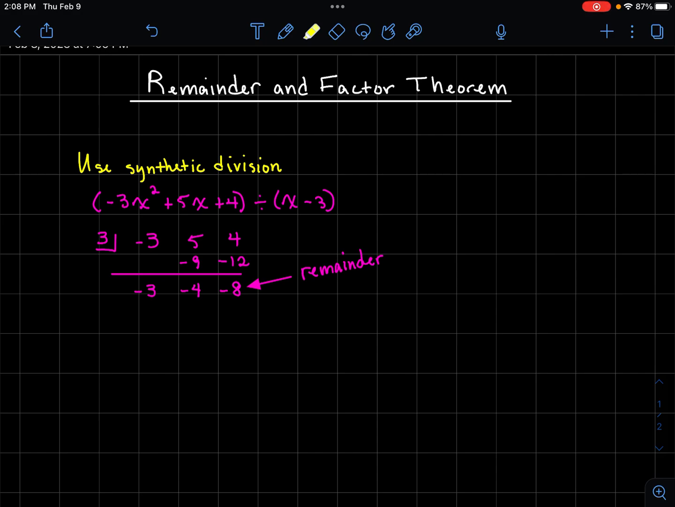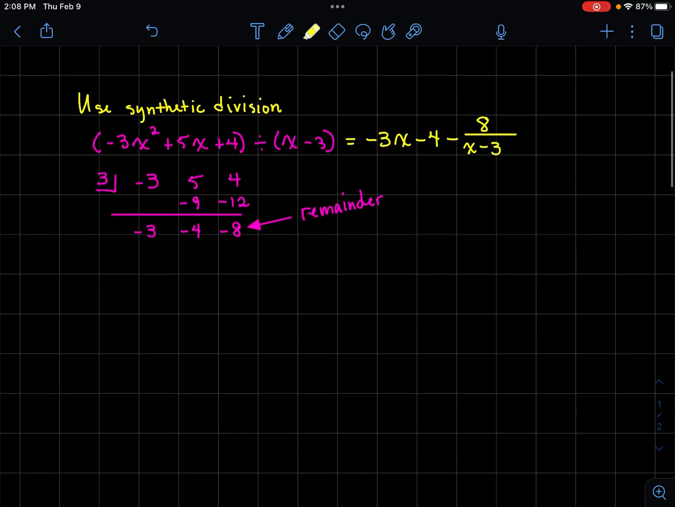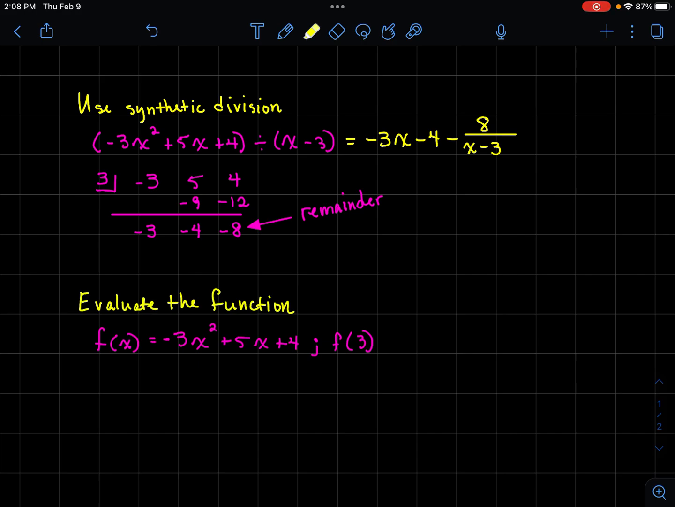And what we remember from this is that the last number is always called the remainder. So the quotient that we get out of this, we would say is negative 3x minus 4 minus our remainder 8 over what we divided by, which was x minus 3. Let's take a look at another example.